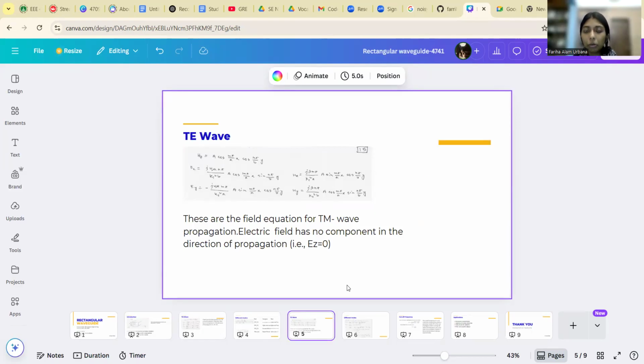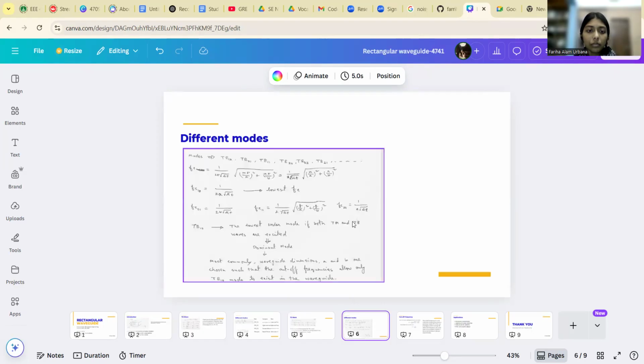There may be another question, why the component along the direction of the propagation is zero. For this case as well, the electric field is entirely transverse and the wave is guided along the waveguide. That's why we consider the Ez value to be zero. For the TE wave as well, there can be different types of modes according to the frequency component. So modes can be TE10, TE01, TE11. These are the names that were given as a convention.